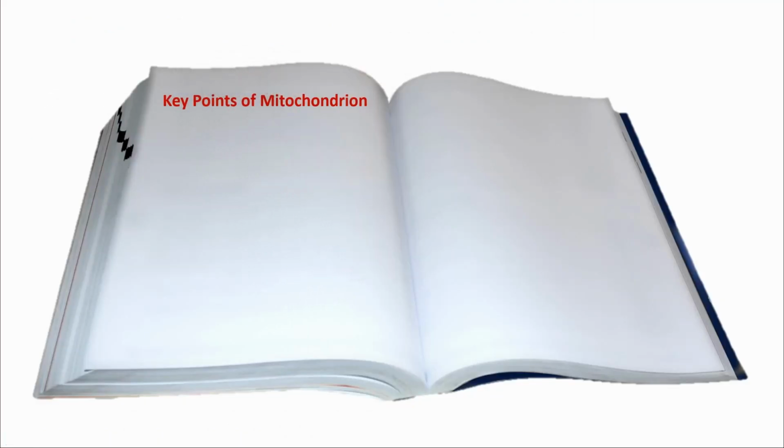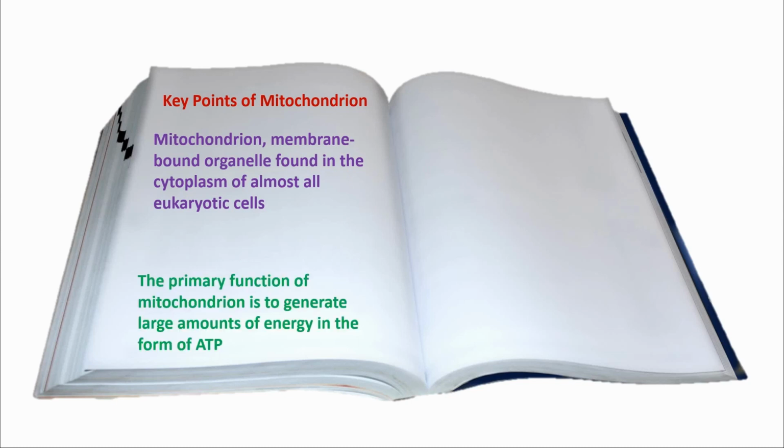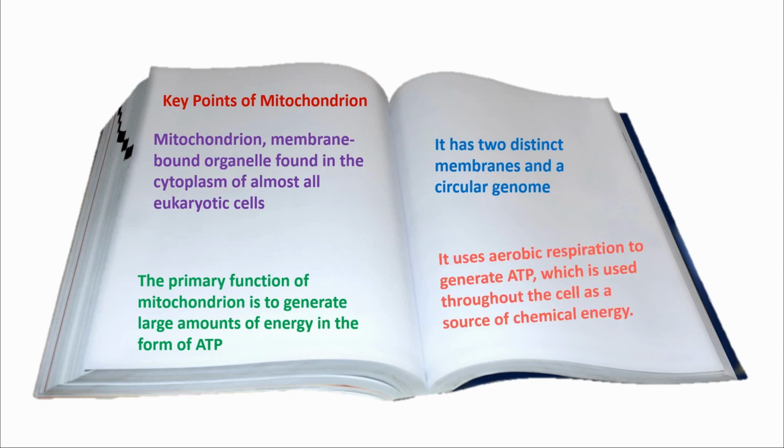Key points of mitochondrion. Mitochondrion is a membrane-bound organelle found in the cytoplasm of almost all eukaryotic cells. The primary function of mitochondrion is to generate large amounts of energy in the form of ATP. It has two distinct membranes and a circular genome. It uses aerobic respiration to generate ATP, which is used throughout the cell as a source of chemical energy.